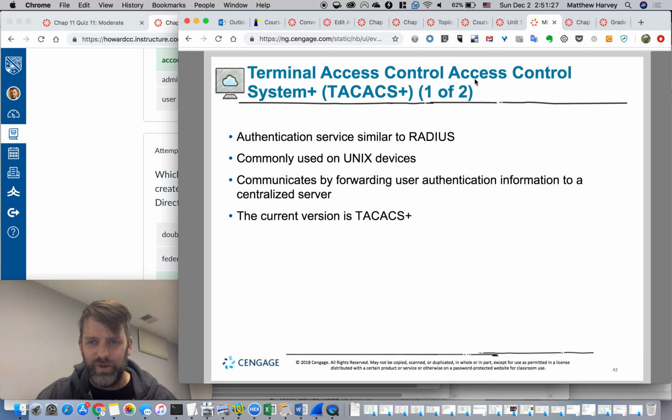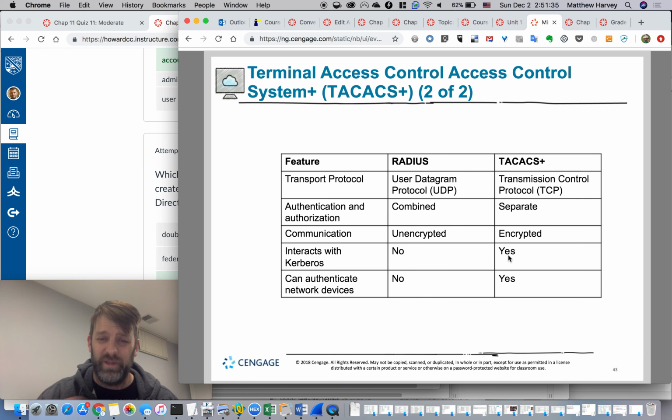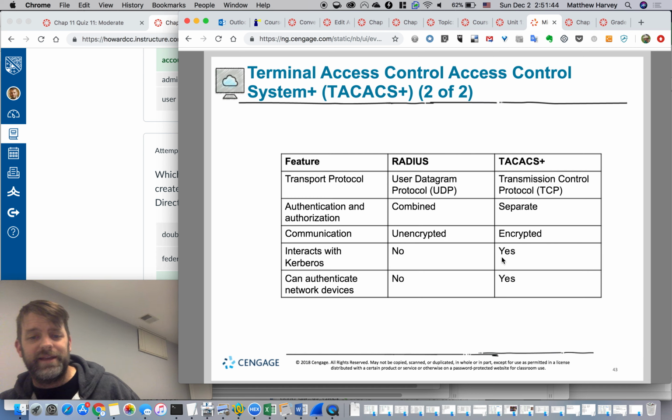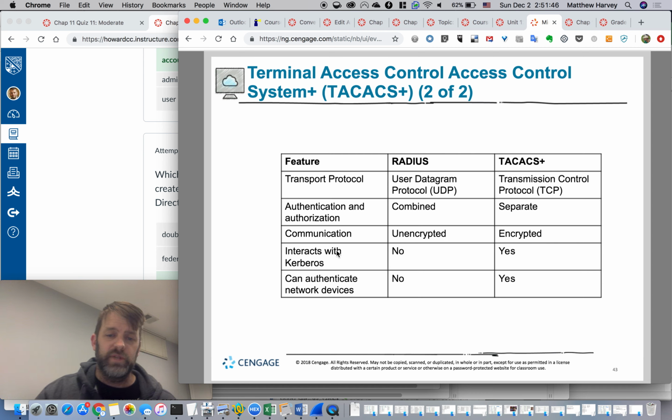TACACS, Terminal Access Control System. It's very similar to Radius. It's a little bit different. It's actually kind of better than Radius, and it has kind of replaced Radius on a lot of things. One of the reasons is the communication for TACACS is encrypted, unlike with Radius. TACACS is capable of using a Kerberos server for authentication. It can authenticate network devices. I'm not sure why they say no here, because Radius can definitely do that, but TACACS can as well.